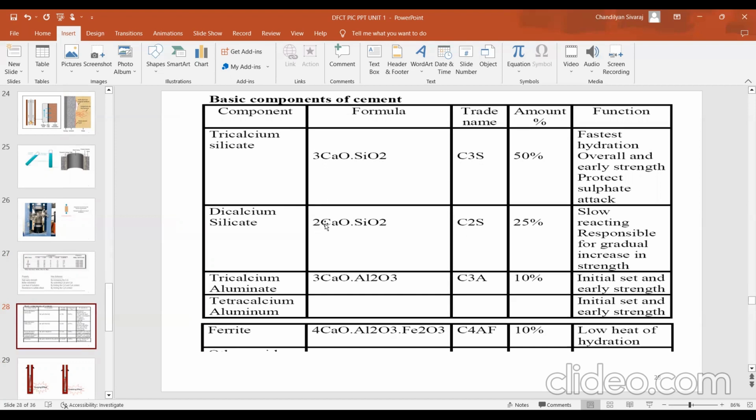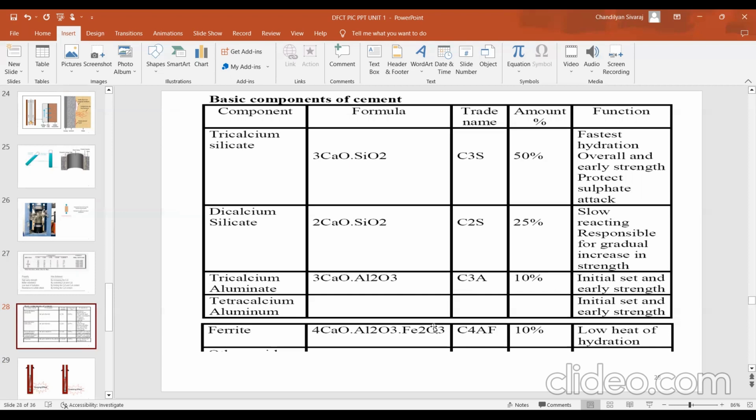C2S, what is the meaning? 2 times calcium oxide and 1 time silicon dioxide. What is C3A? Please see here. It's not S now, it's changing to A. So 3 times calcium oxide and 1 time aluminum trioxide. Okay, that is aluminate. Look at the names: tricalcium silicate, tricalcium aluminate, dicalcium silicate. The last one is called tetracalcium aluminum ferrite. Tetra, 4, calcium aluminum ferrite. That means 4 CaO, 1 Al2O3, and 1 Fe2O3.